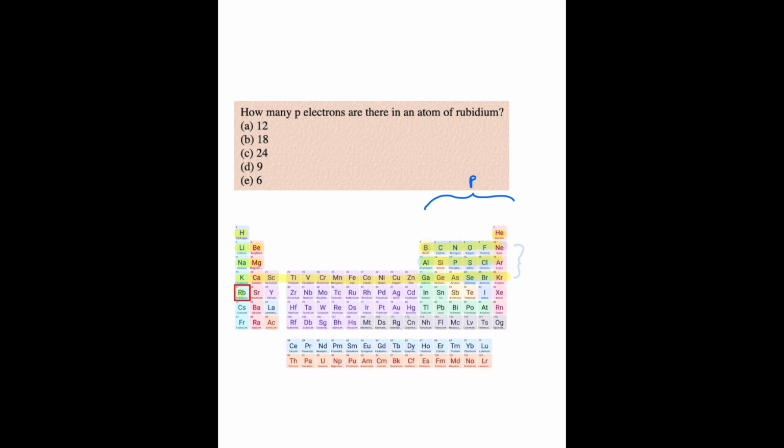So we can recall that the p block is on the right-hand side of the periodic table. And then we can outline in blue those p electrons, remembering that the helium is actually an s electron. And so this is 3 rows of 6 electrons. So our final answer is 18, or B.